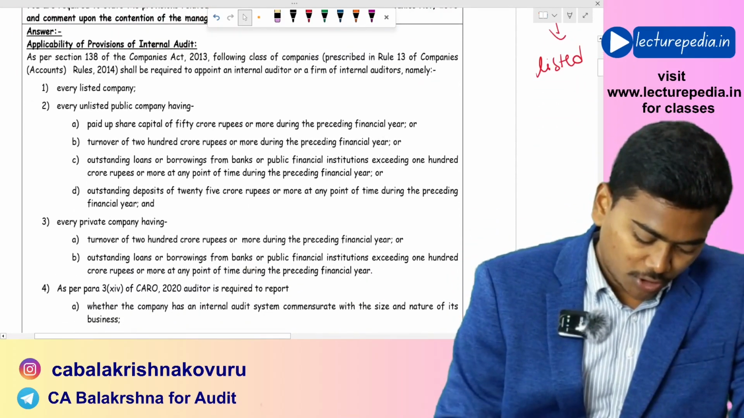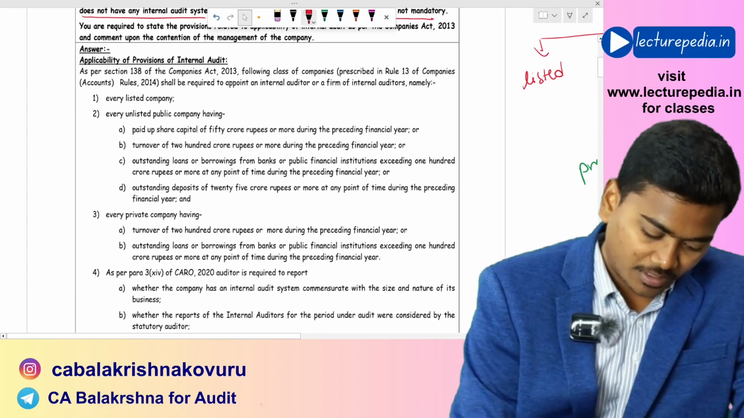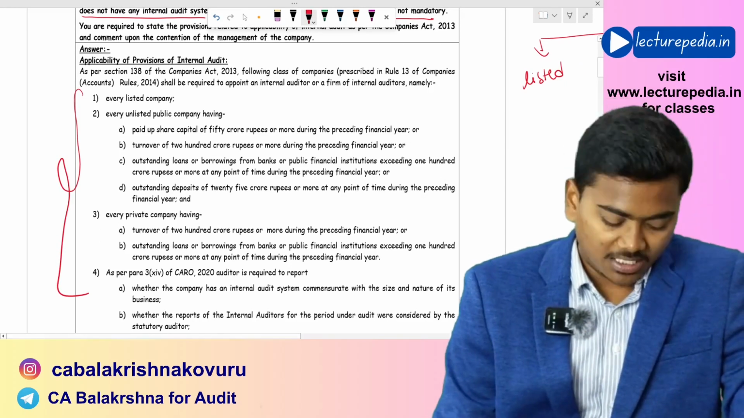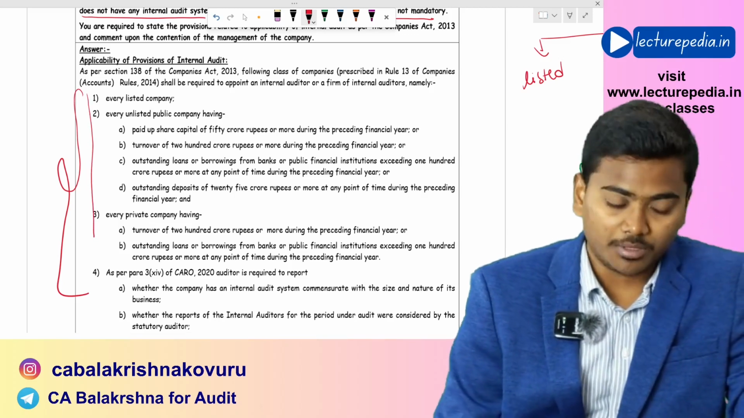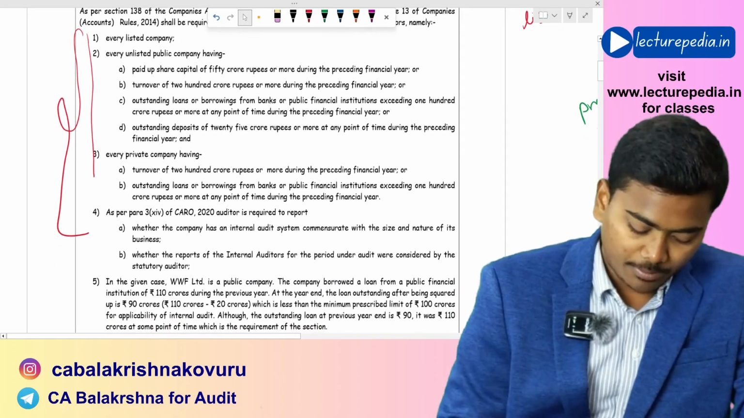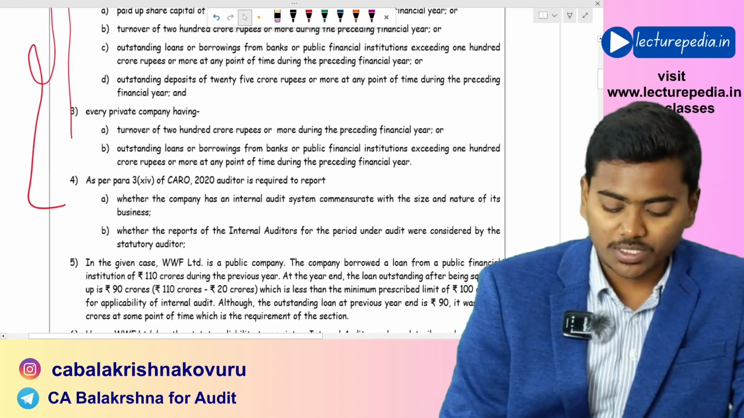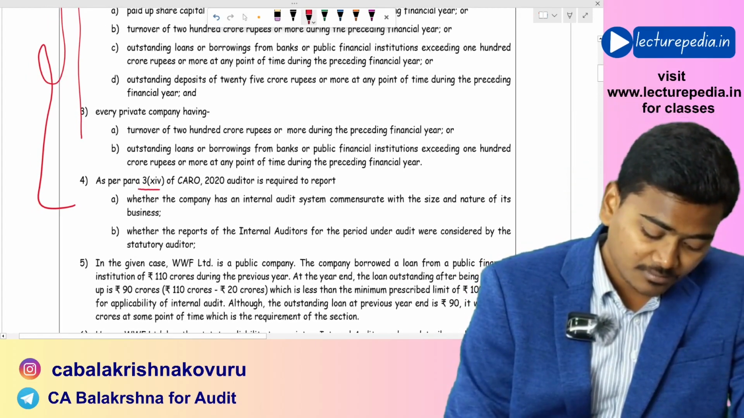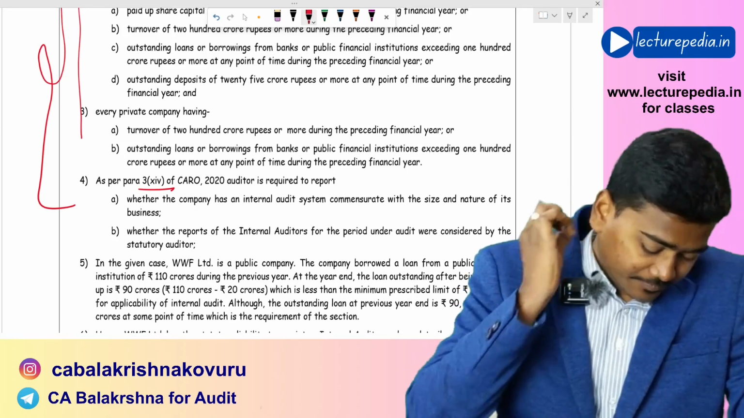So how you need to present this question? First of all, you need to give applicability of internal audit, to which companies internal audit will be applicable. And there is also a particular clause with respect to internal audit in CARO 2020, clause number 14.